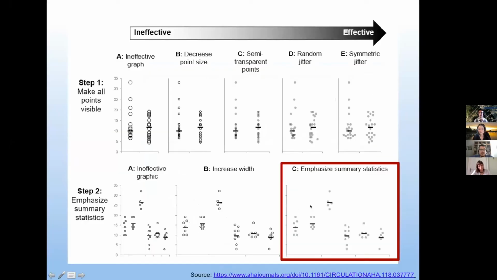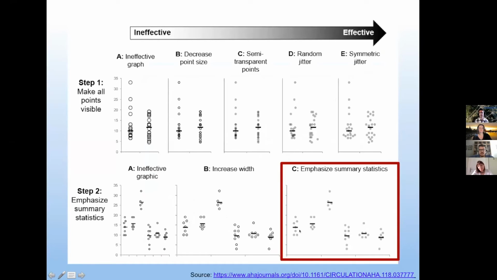If you just look at the one in the bottom right-hand corner, this shows how you can use emphasis and de-emphasis to address that problem. So when we emphasize something, we put it in black or in a color and in the foreground. And when we de-emphasize something, we put it in gray or a lighter tone in the background.